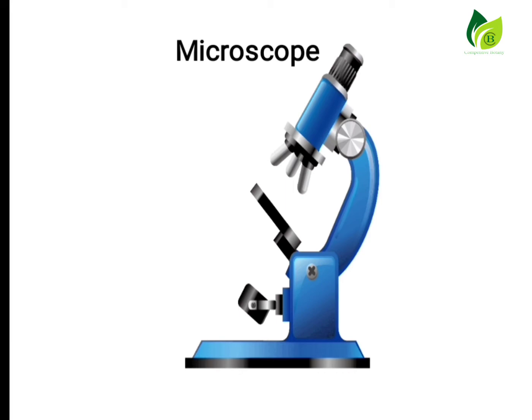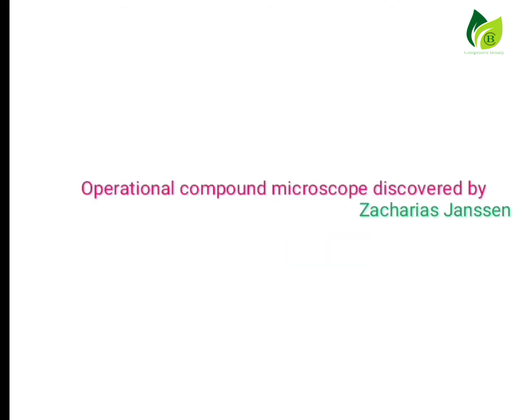Now going to a competitive bit: the first operational compound microscope was discovered by whom? Answer: Zacharias Janssen invented the first operational compound microscope. It was a compound microscope. It contains two tubes fitted one inside the other. It magnifies the object 9 times.